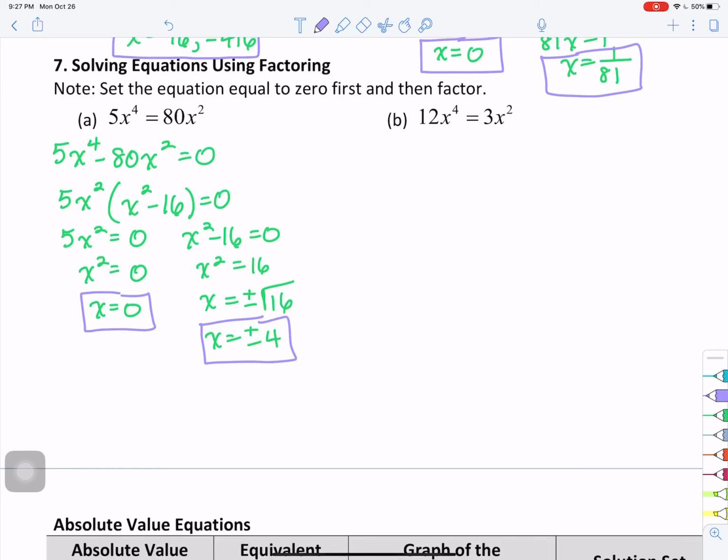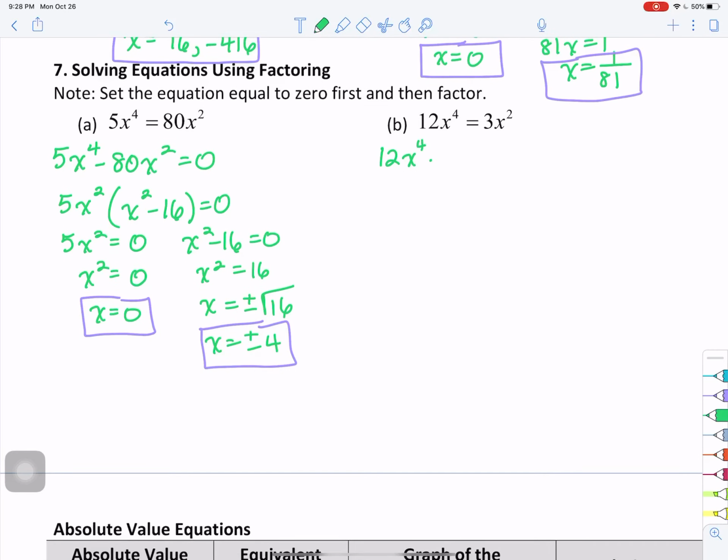One more of those, and that will conclude this part of this section. Okay, again, we have 12x to the 4th minus 3x squared is equal to 0. Looks like we can factor a 3 and an x squared out, and we're left with 4x squared minus 1. So either 3x squared is equal to 0 by our zero factor property, or 4x squared minus 1 equals 0. And you could just say x equals 0 for this one.